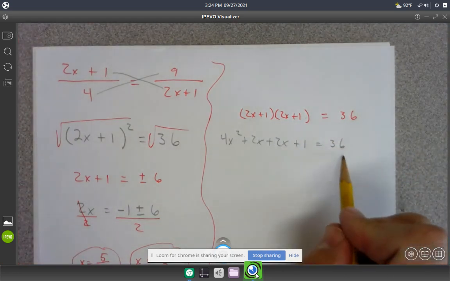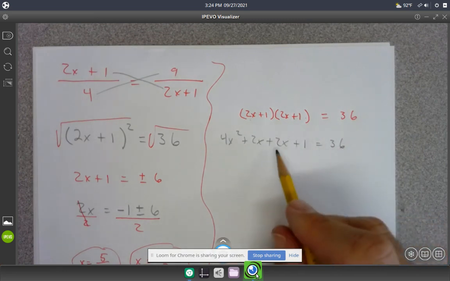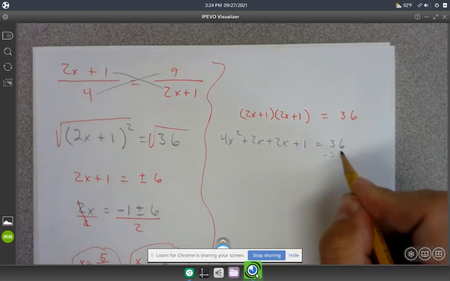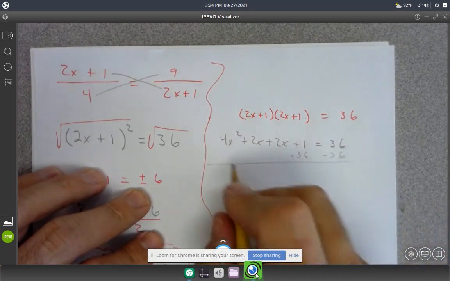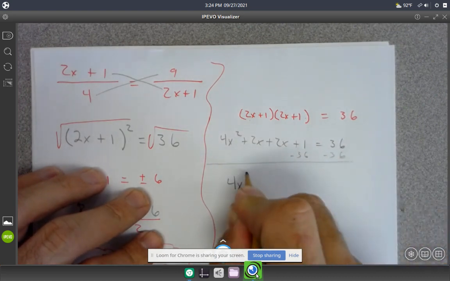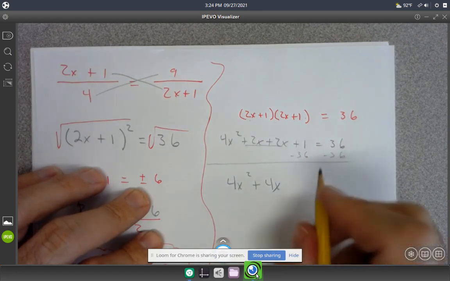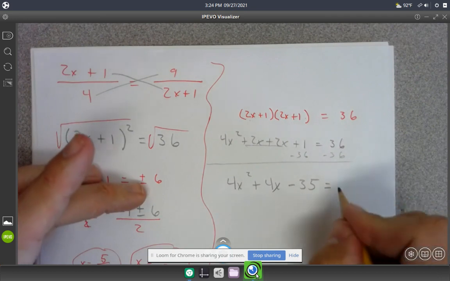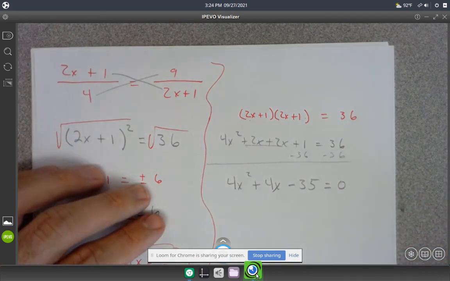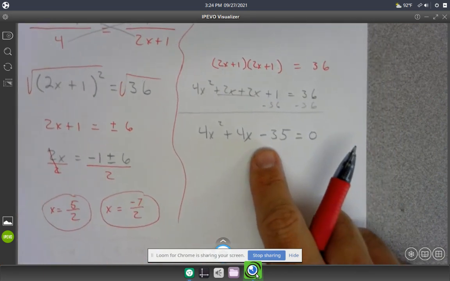For this one, if I'm factoring it this way, I'll move all my terms over to one side. So subtract 36 from both sides. It's going to give me 4x squared plus 4x minus 35. Ooh, this one will be a little bit trickier to factor. So we're going to factor this and then set each of those factors equal to 0.